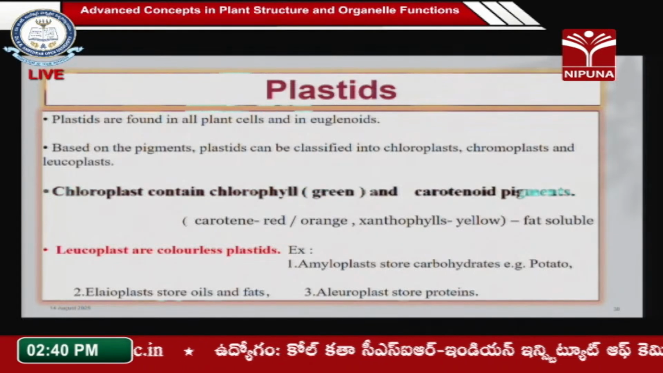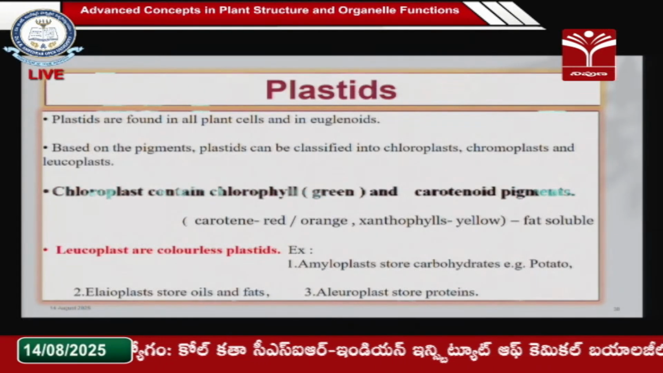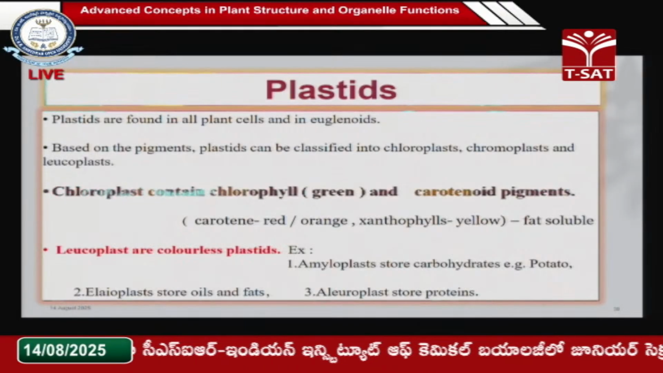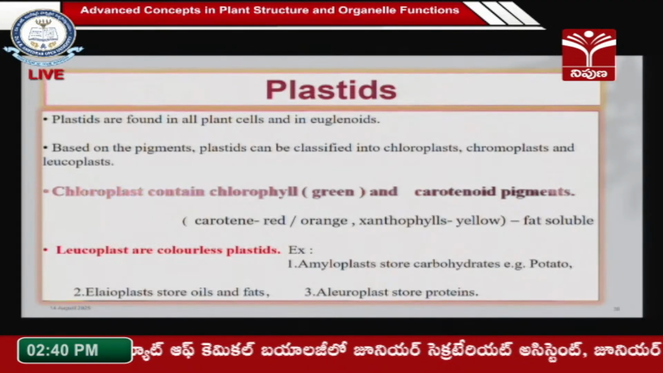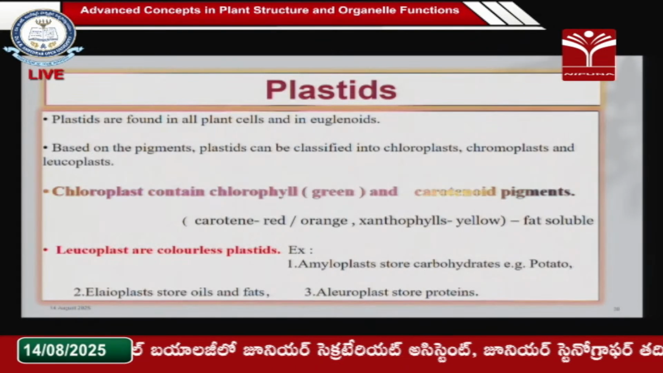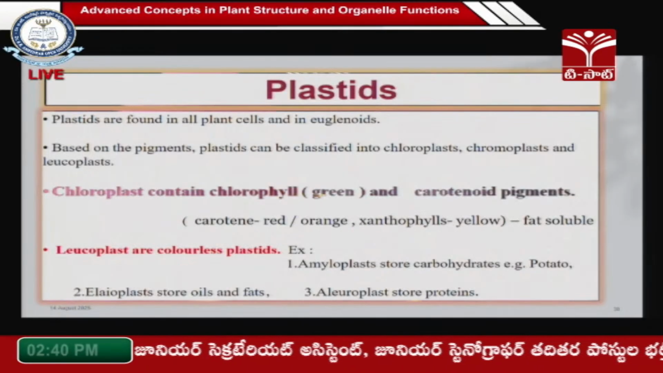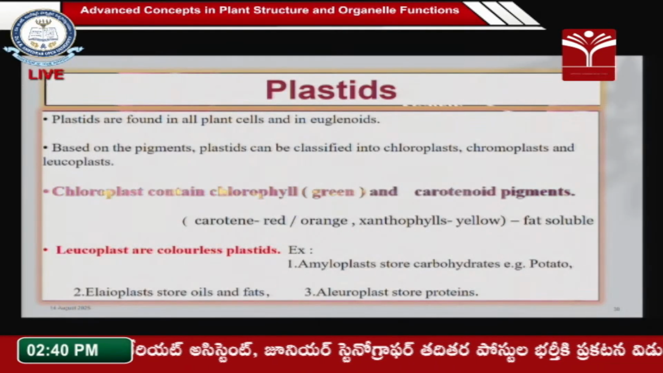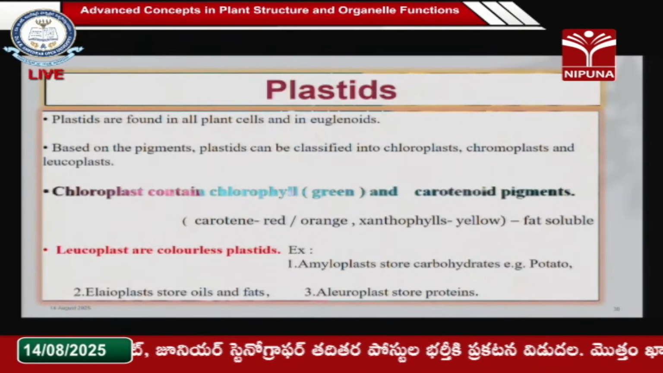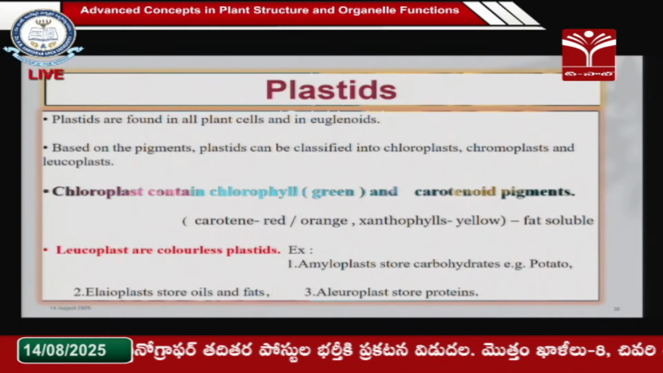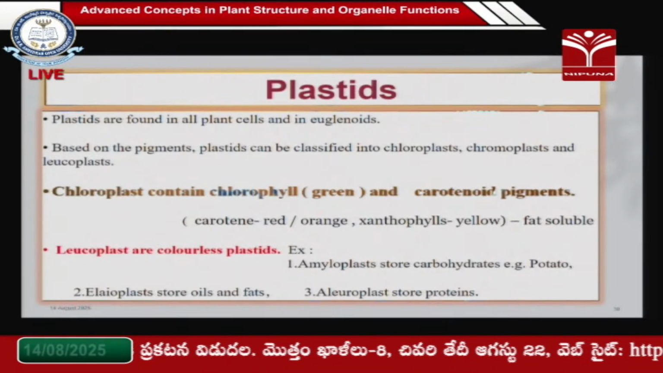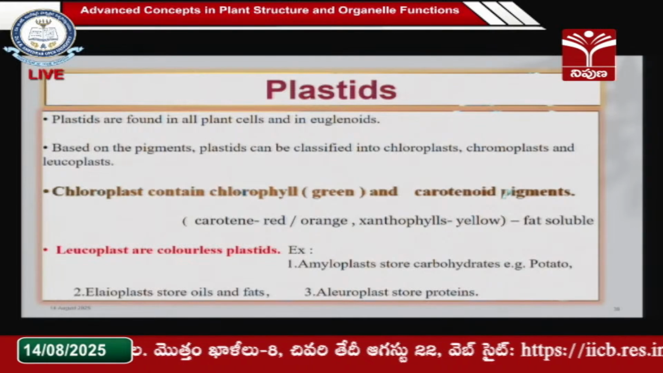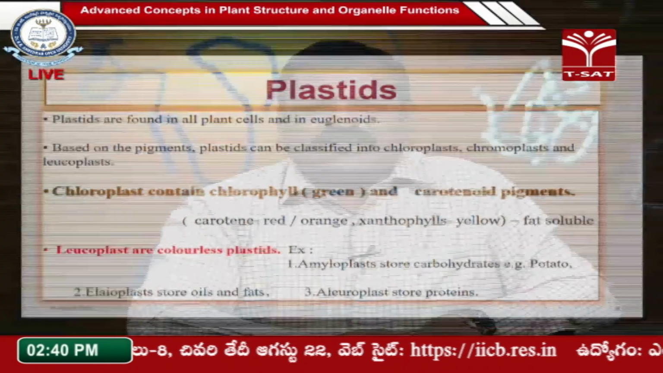Leuco means colorless or white. The most important function of the leucoplast is to preserve food material, may be carbohydrates, proteins, or lipids. The leucoplast that preserves carbohydrates we call an amyloplast, whereas the one that preserves proteins is called an aleuroplast. Finally, the leucoplast that preserves fats and oil grains we call an elaioplast. So these are the three types of plastids we observe in plants.